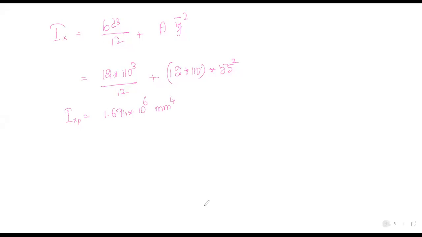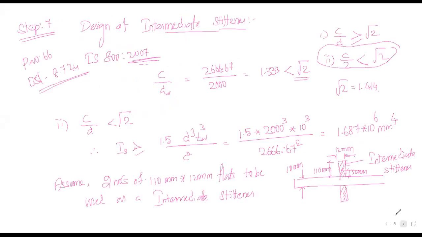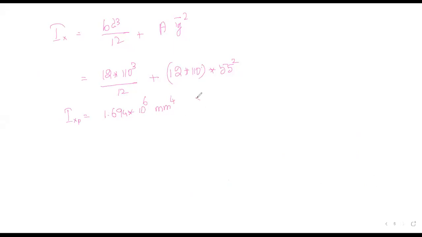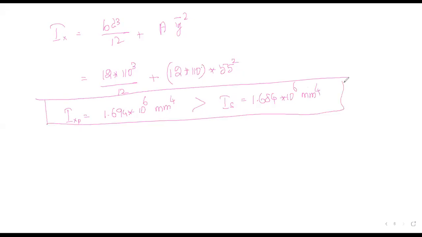So I have to check with the requirement. My requirement is 1.687, but actually I have provided 1.694, which is greater than my requirement. Hence it is safe with respect to moment of inertia. Then next I have to check two things: one is with respect to the outstanding of the stiffener, and another is with respect to buckling.